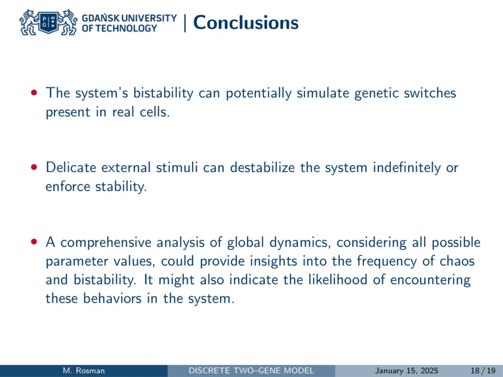Those findings show that the Andricat-Kaufman model can potentially simulate real phenomena such as genetic switches or cells stabilizing and destabilizing based on even gentle external stimuli. More extensive computer simulations could be used to create a multidimensional map of all possible behaviors, which would help estimate the probabilities of encountering Bistability, chaos, and order.